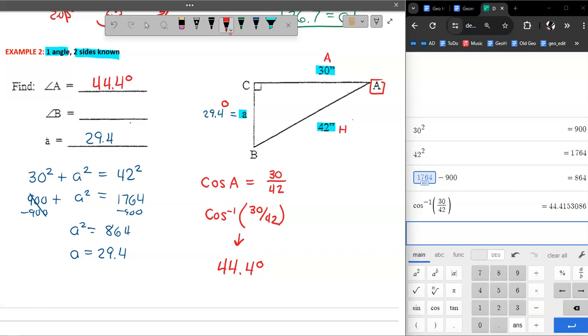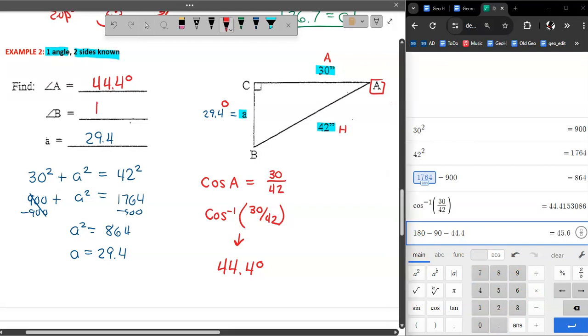To find that last angle, we could set up another inverse ratio. So if we want to find angle B, we could do inverse sine of 30 over 42, or inverse cosine. But we also know the triangle sum theorem. So all I have to do is take the total sum of the triangle, which is 180, minus that 90. And if you get tired of doing that, recognize that the two acute angles are always complementary. So you could always just do 90 minus 44.4, but this also gets the job done. So when I subtract that, it looks like our final angle in this case is 45.6 degrees.